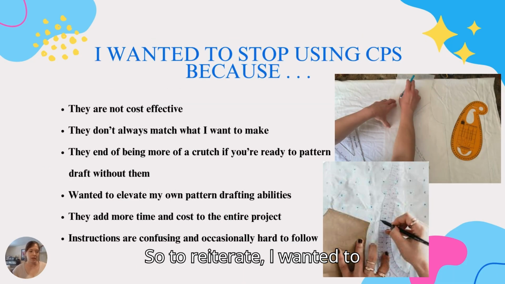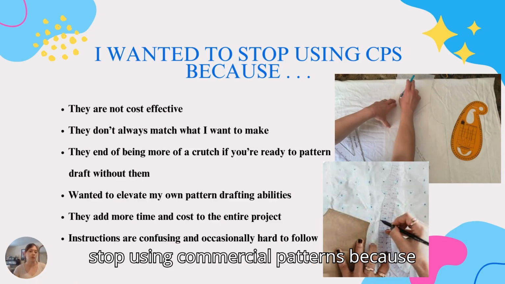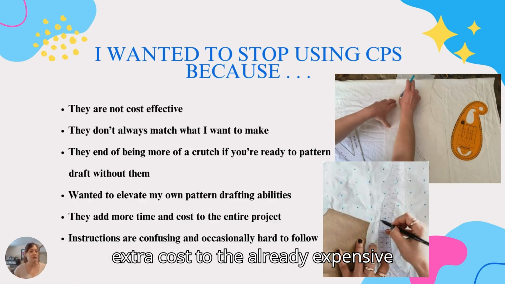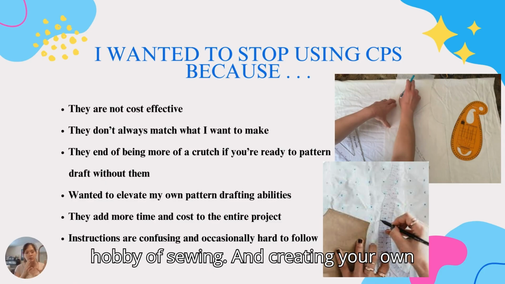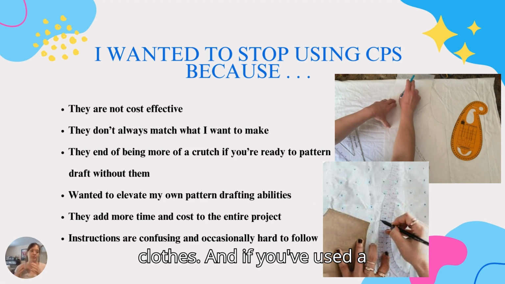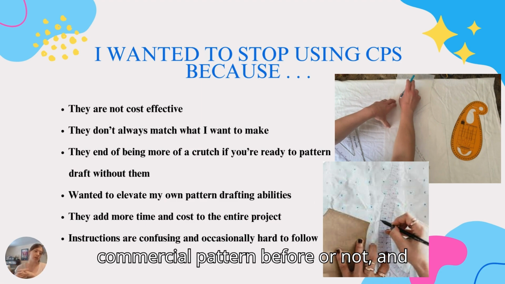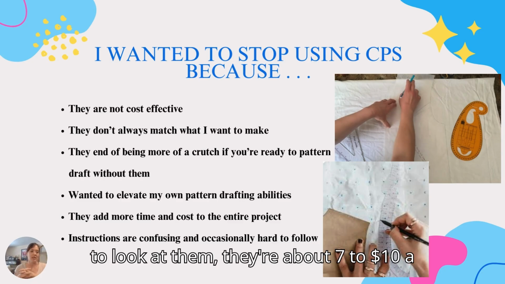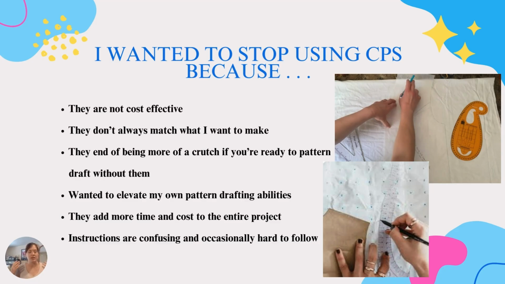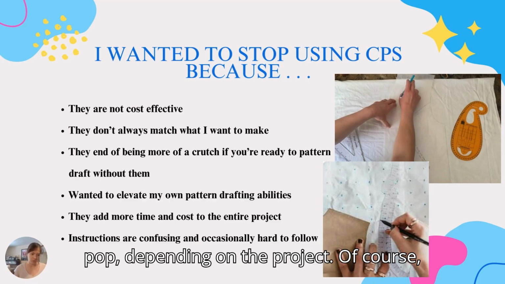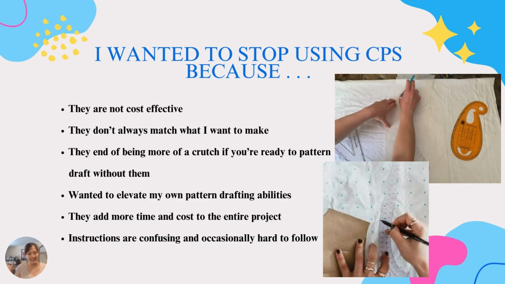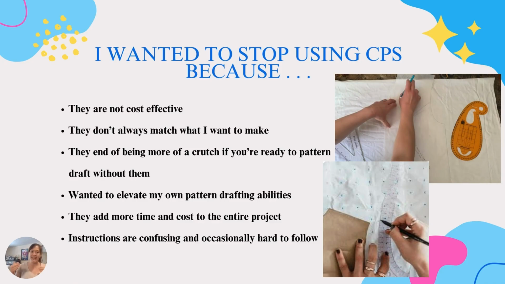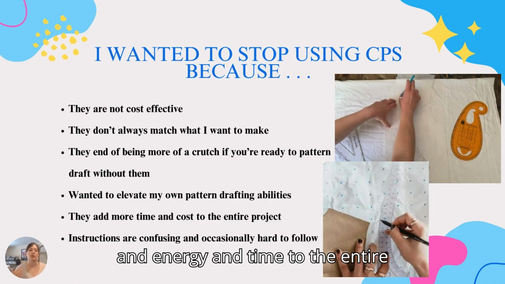So, to reiterate, I wanted to stop using commercial patterns because they're very expensive. They add so much extra cost to the already expensive hobby of sewing and creating your own clothes. And if you've used a commercial pattern before or not, and you're just dabbling or starting to look at them, they're about $7 to $10 a pop, depending on the project. Of course, if you want to do something very big and extensive, the commercial pattern is going to add much more cost and energy and time to the entire project.